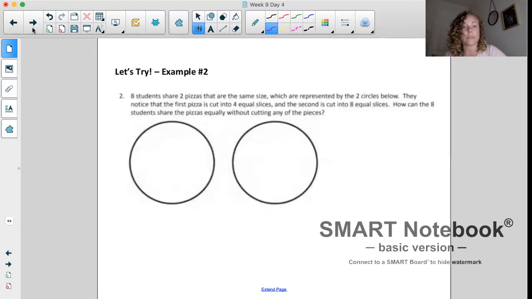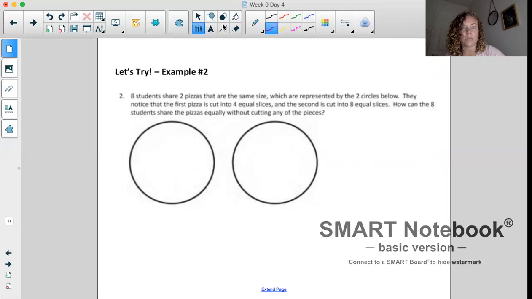Let's try Example 2. 8 students share 2 pizzas that are the same size, which are represented by the 2 circles below. One pizza, another pizza. They notice that the first pizza is cut into 4 equal slices, and the second is cut into 8 equal slices. How can the 8 students share the pizza without cutting any other pieces? Okay, so they need to share it equally, right? This first one's cut into 4 pieces.